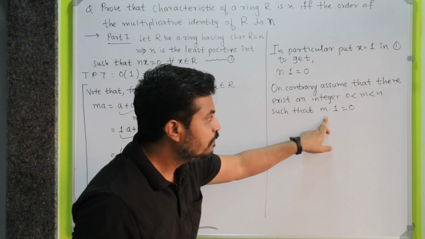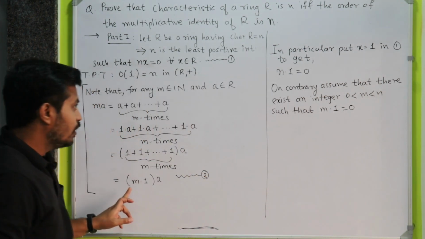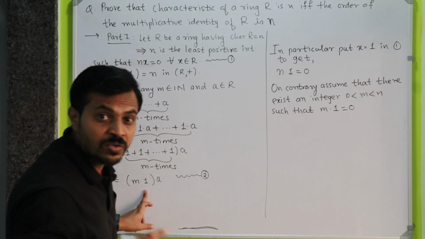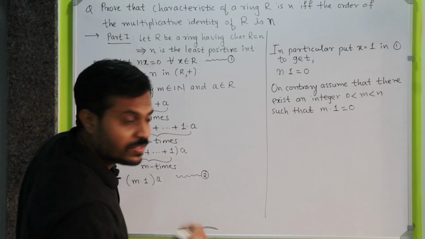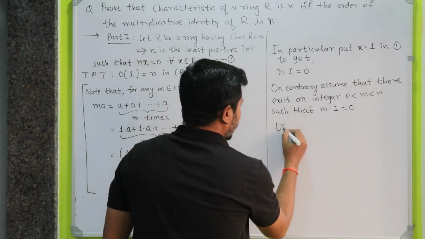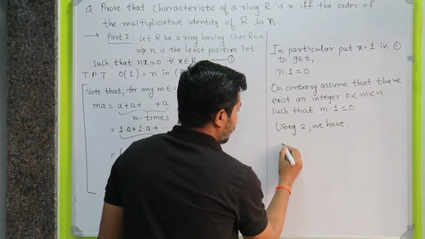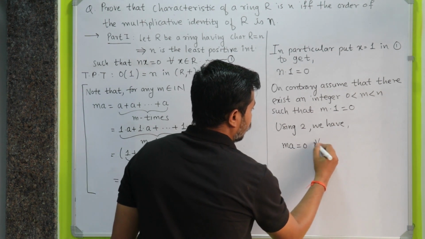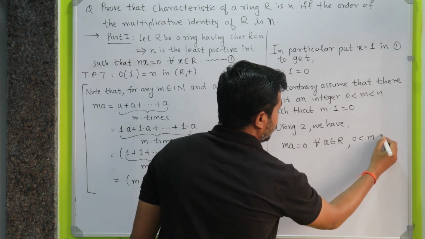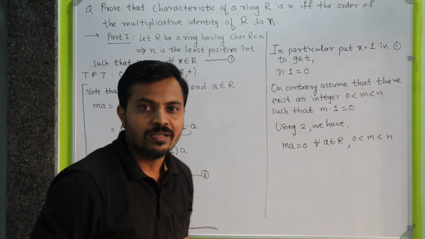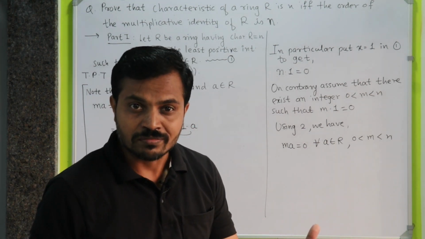Now what is the contradiction here? Note that from 2, m dot 1 is equal to 0, right? So what will ma be then? ma will be equal to 0. So using 2, we have ma equal to 0 for all a belonging to R, and remember, here m is an integer greater than 0 and less than n. So indirectly we got a contradiction.